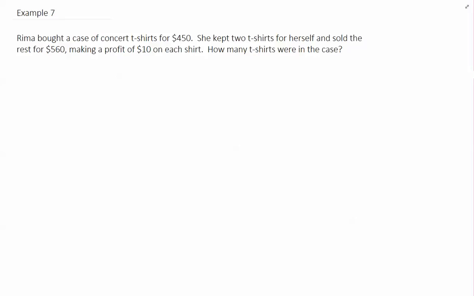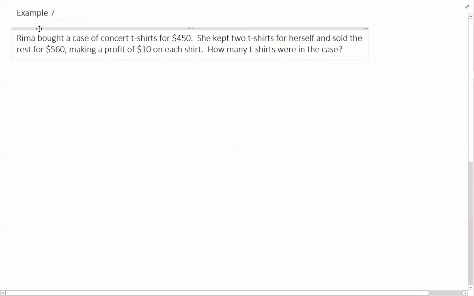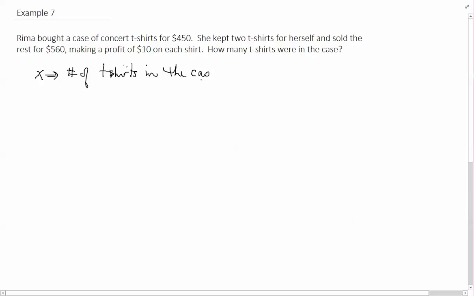Well, to start with, we need to define our variable x. So x is going to equal what we're being asked to find, the number of t-shirts in the case. Now, she keeps 2 of those t-shirts for herself, so she only sells x minus 2. So this is the number of t-shirts she sells.